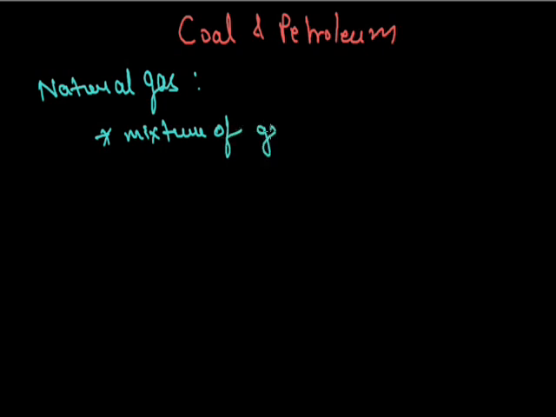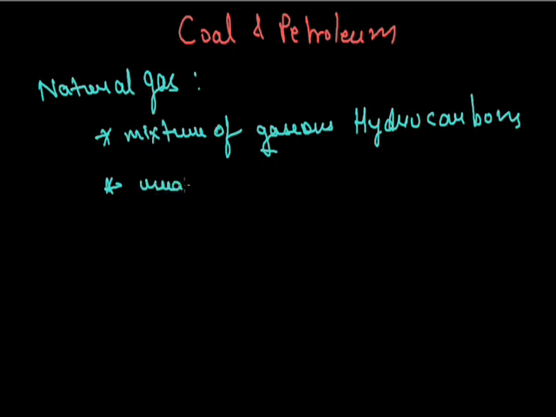Mixture of gaseous hydrocarbons. As we all know, what are hydrocarbons? Hydrocarbons are nothing but compounds containing hydrogen and carbon. So it is a mixture of hydrocarbons which are in the gaseous state. They are usually found with petroleum deposits. So natural gas is usually found with petroleum deposits.